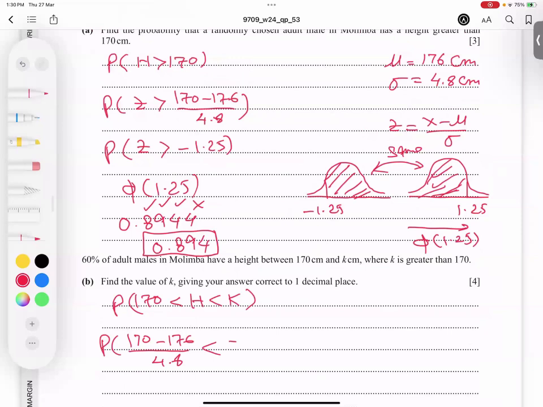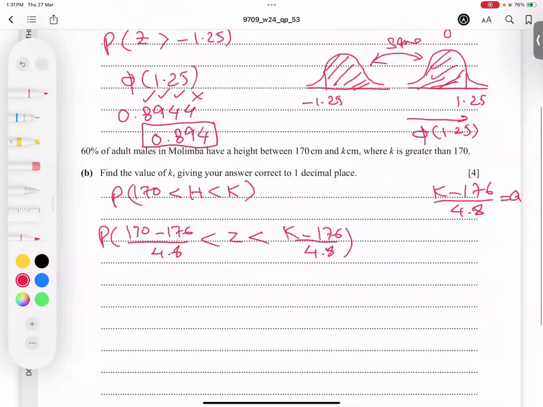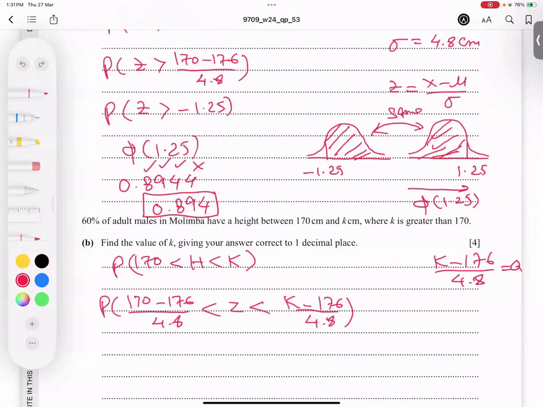And here I write Z immediately because I'm converting into normal format: K minus mean by deviation. So this value, K minus 176 over 4.8, I take as a variable A. And the other number you already have is negative 1.25, so no need to calculate again. Now, interestingly, we have to find it.